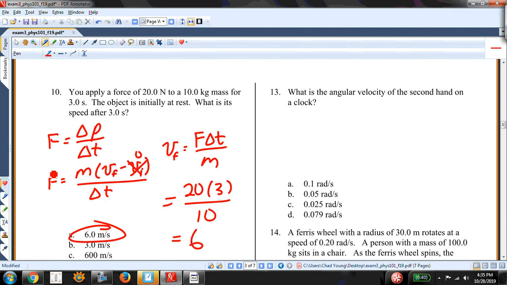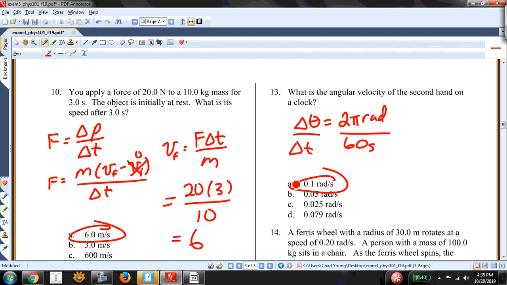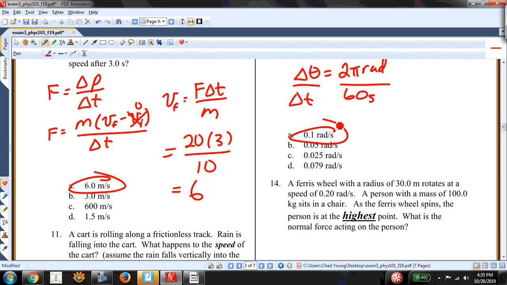What is the angular velocity of the second hand on a clock? A second hand has a delta theta equal to 2 pi radians and a delta t equal to 60 seconds. So 2 pi over 60, that's 0.1 radians per second, because pi is about 3. So 2 times 3 is 6, divided by 60 is 0.1.